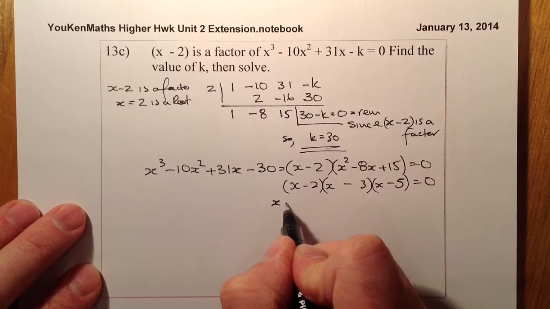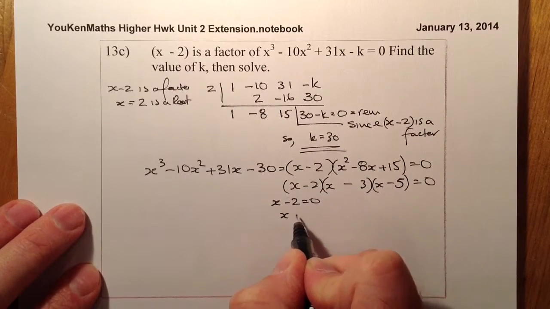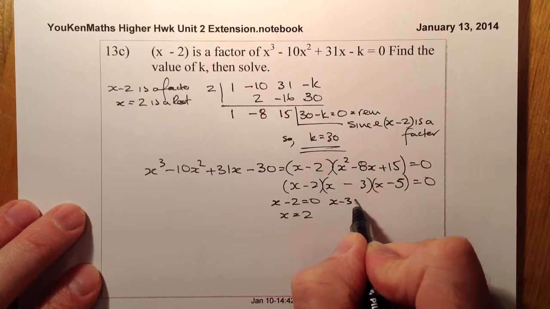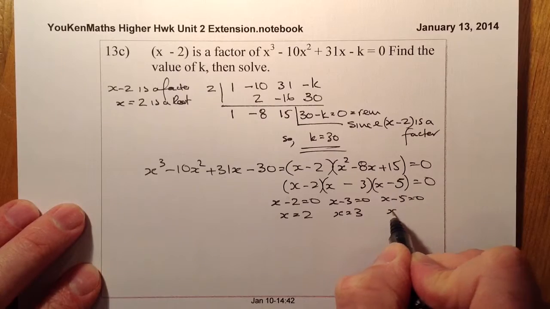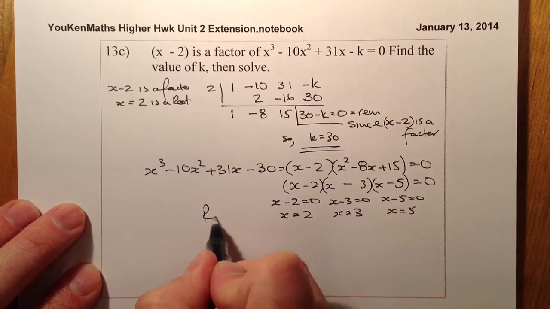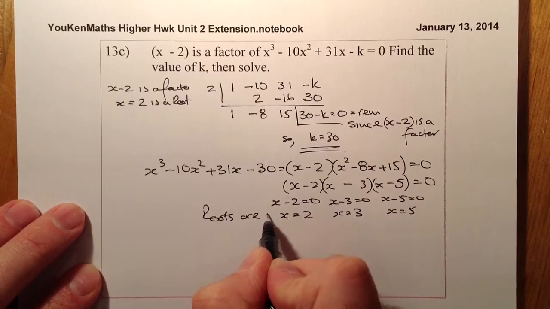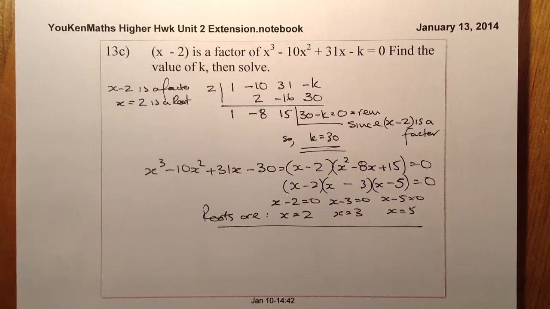I can check that out by FOIL to make sure it comes back to the original, which it should do. Getting the roots now: x equals 2, x minus 3 equals 0 so x equals 3, x minus 5 equals 0 so x equals 5. So that is it complete. The roots are these guys here.